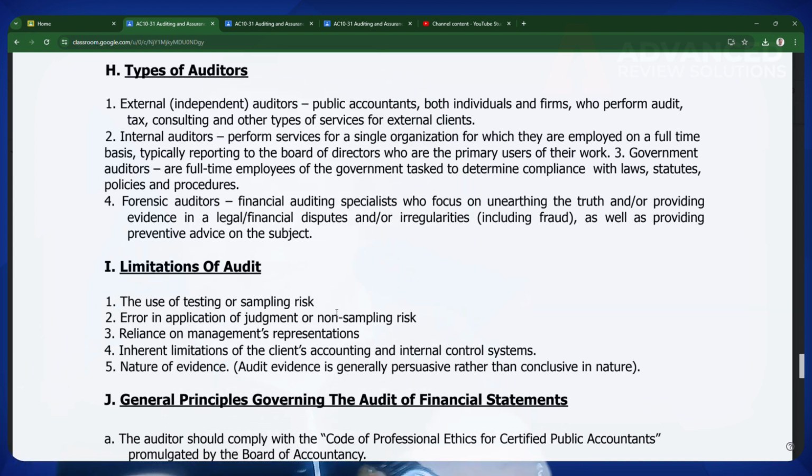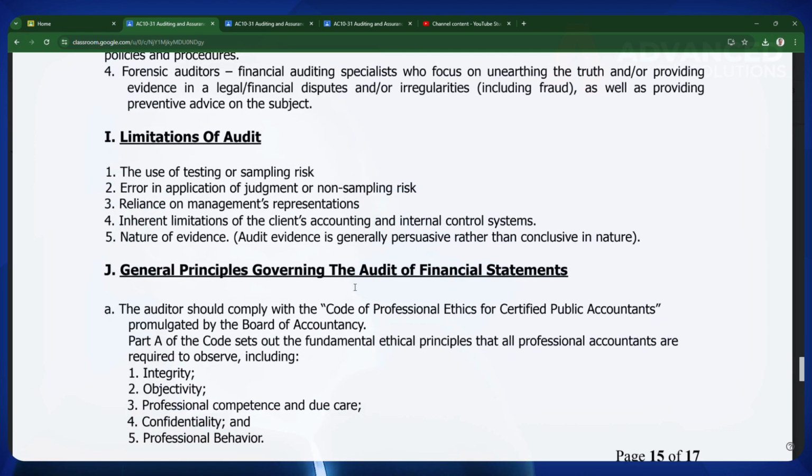So, anong klase ng limitations of the audit? Hindi yan perfect lahat, no? Alright, number one, the use of testing or sampling risk. Yan, so, siyempre, ginagawa natin ay sampling, error in judgment, no? Reliance on the management representation, kung ano yung sinabi, inherent limitations, inherent risk, about client accounting and internal control system, and the nature of evidence na binibigay sa inyo. Malay nyo, binibigay sa inyo ay walang audit findings, diba?